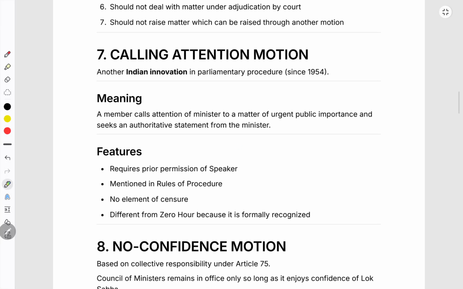Now coming to another motion, which is calling attention motion. Calling attention motion is again an Indian innovation in parliamentary procedure.